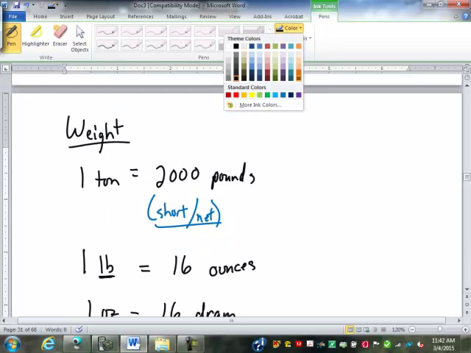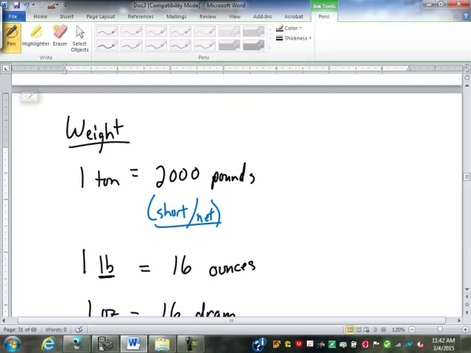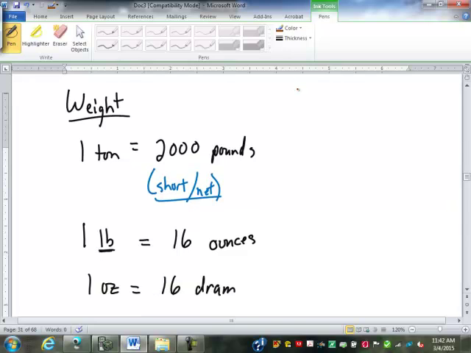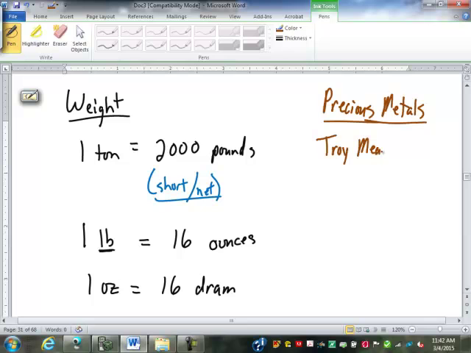Let's talk also then about, oh, by the way, you hear a lot on the news about gold reaching $1,800 an ounce or $2,000 an ounce. When you're talking about precious metals, we are not talking about the pounds and ounces that we're used to here. In precious metals, they actually use troy measurement. Troy measurement actually comes from the Greek island of Troy.